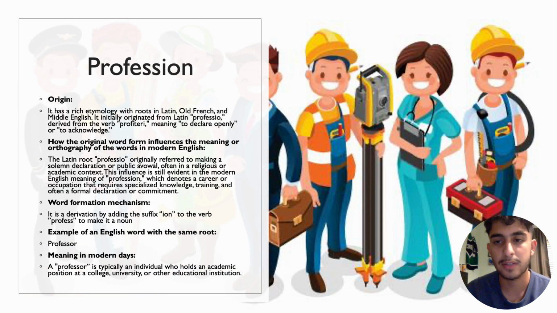Profession. Profession has a rich etymology with roots in Latin, Old French, and Middle English. It initially originated from Latin professio, derived from the verb profiteri, meaning to acknowledge. In ancient Rome, professio referred to a solemn declaration of commitment, often to do with religious things, and as languages evolved, this turned into more just talking about the occupation itself.